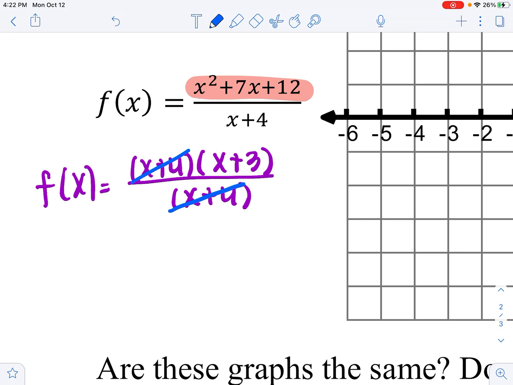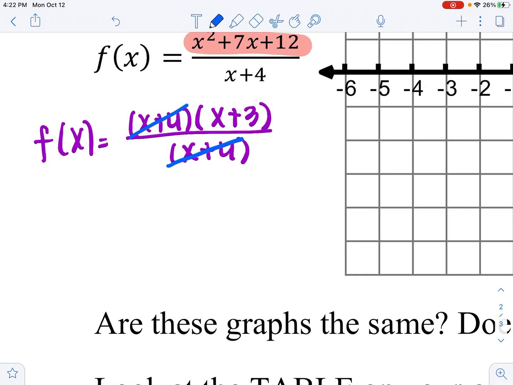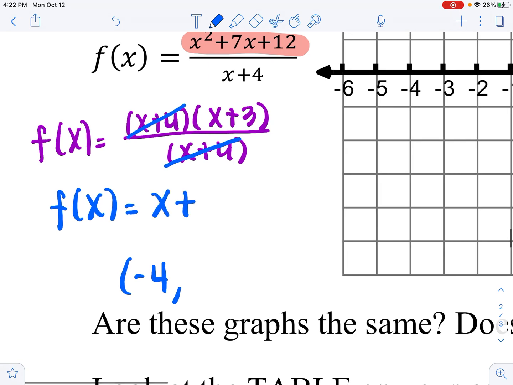What does that mean? That means that there is a hole in this graph, okay? So to find out where the hole is, I'll write that down right below this. Where would there have been an asymptote if that didn't cancel out? At x equals negative 4. So the hole is at negative 4, comma. And then to find the y value, you have to simplify this fraction. So it's down to x plus 3. And now I can plug in negative 4 right here. Negative 4 plus 3 is negative 1.